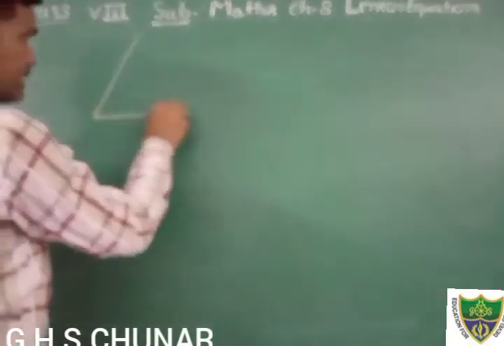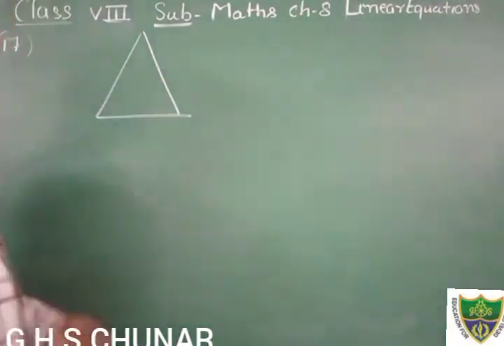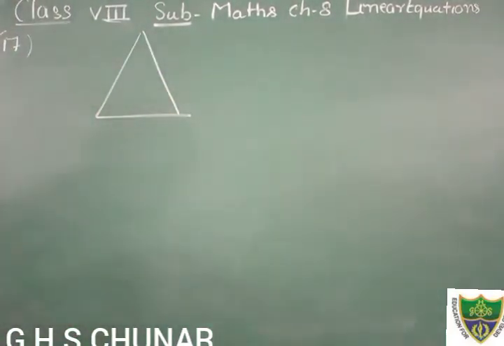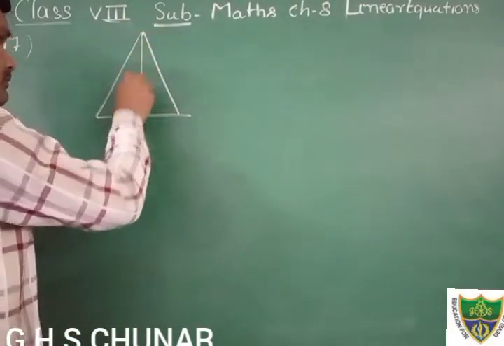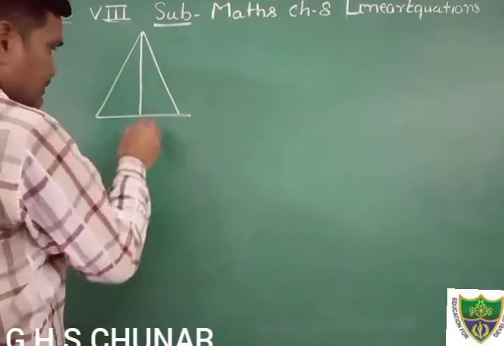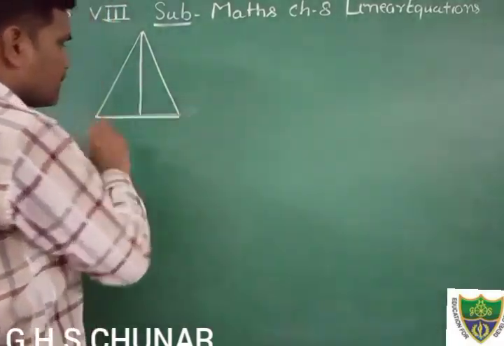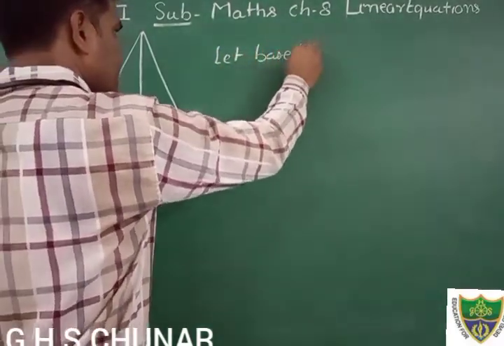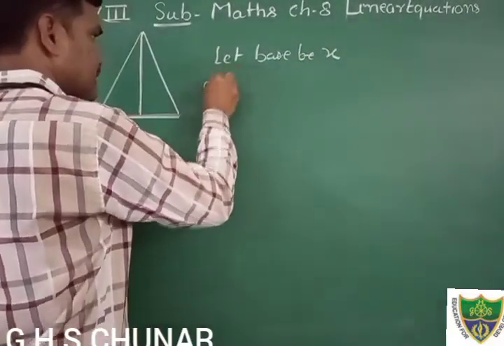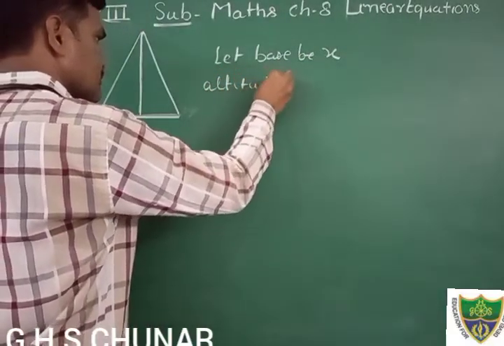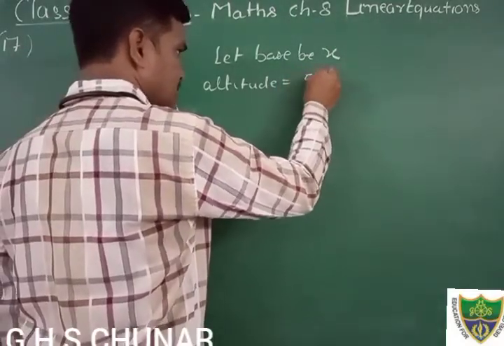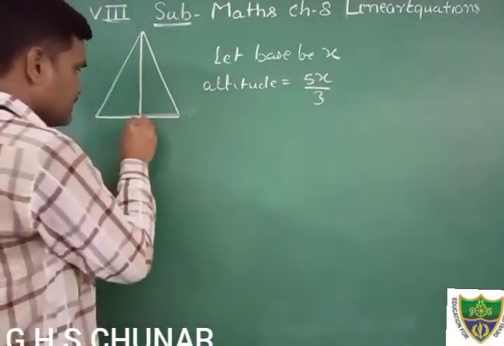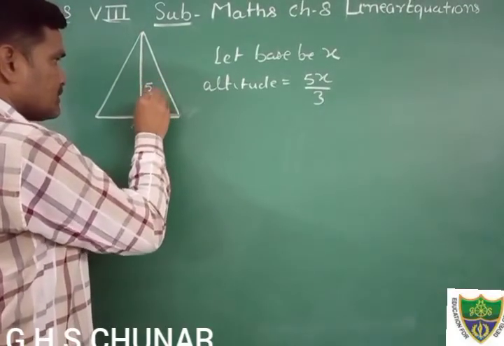Here a triangle is given, and it is saying that the altitude of the triangle is 5/3 of the length of its corresponding base. It is given that the altitude is 5/3 of the base. Let the base be x, then altitude is 5x upon 3, that is 5/3 of x.